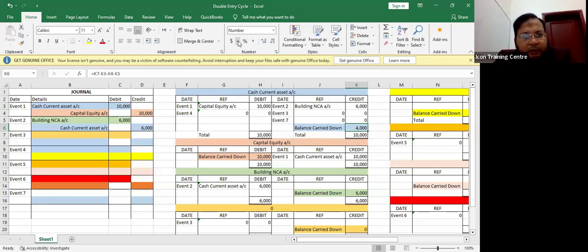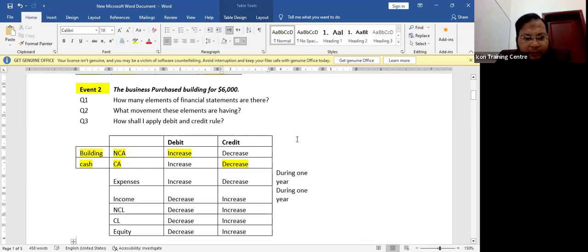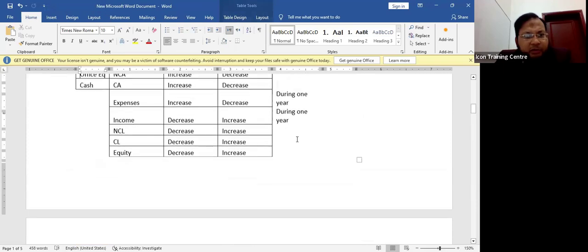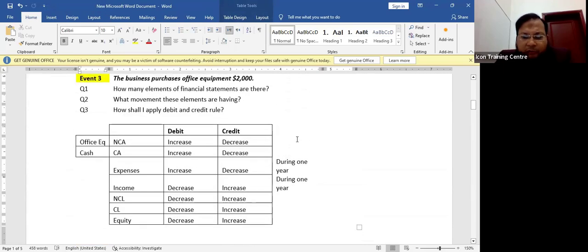Okay. Now let's move to the third transaction, event 3. Because we have 5 elements of financial statement, this is our frame of reference. We always consider 5 elements: assets, liabilities, equity, income, and expense. So out of these 5 elements, we have to recognize what elements are there, right? Now in event 3, it says the business purchases office equipment for $2,000. So the first question, how many elements of financial statements are there? The first thing is that the business is purchasing office equipment.